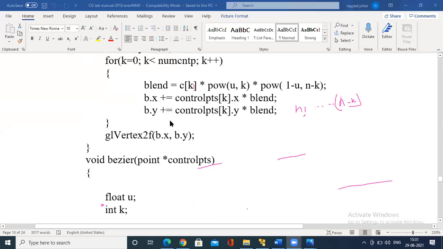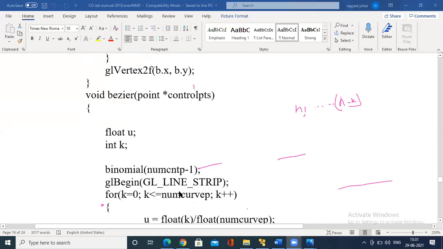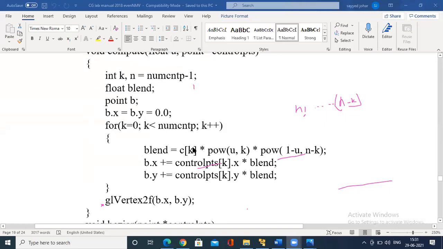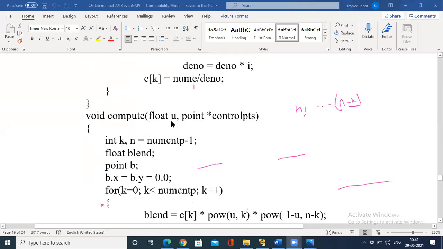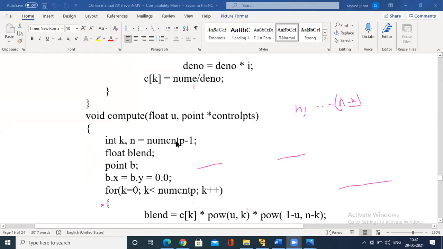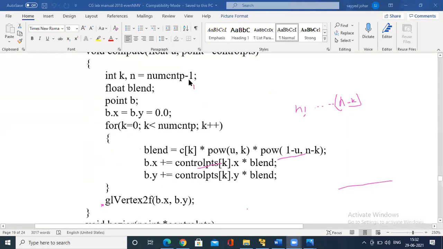Now, once you compute the binomial from the Bezier, you are going to call compute. Compute is the main Bezier function. When you call compute with the float value and the control points, we modify the value of n to 19. Sorry, yes, 19. 20 minus 1 is 19. We are going to draw 19 curve points within these 20 control points. Then we calculate the blend variable.